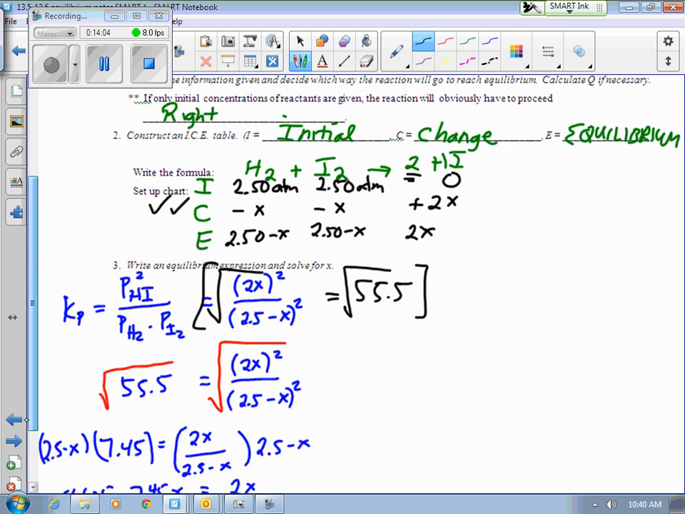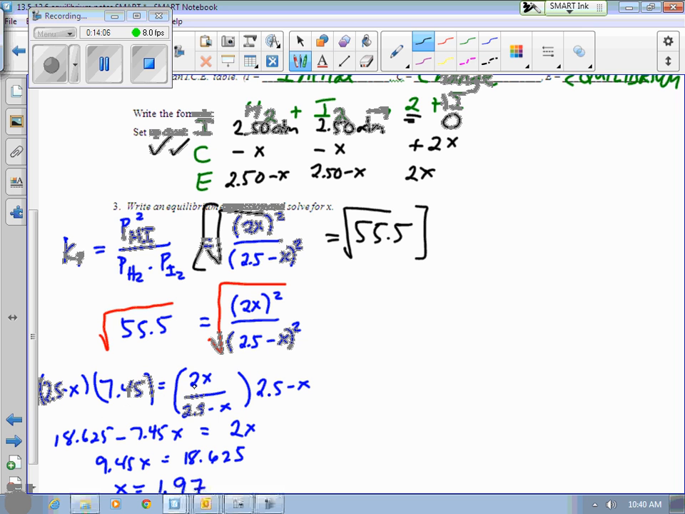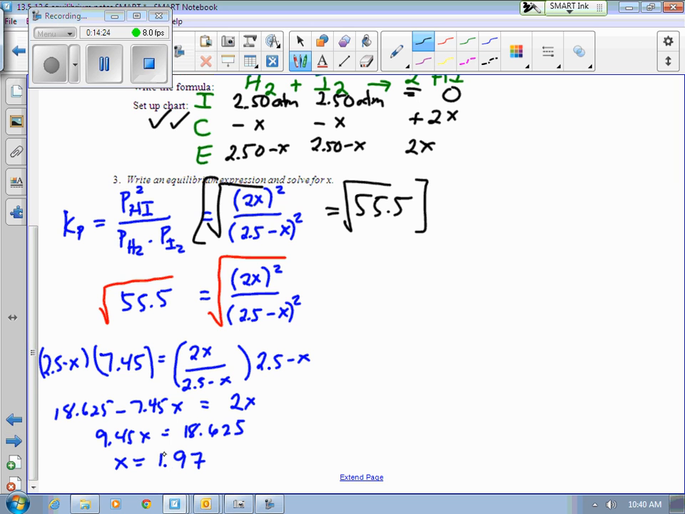But just to make sure you do the crazy math, we took the square root of both sides, okay, and then we had 2x over 2.5 minus x, and then the square root of 55.5 is 7.45. Then we multiply both sides by 2.5 minus x. Did a bunch of foiling, simplifying, right? When it's all said and done, x equals 1.97. If you didn't get that, go back and figure out where your mistake was and make sure you can get that. All right, so we figured out x. Well, now, what was the question? Oh, yeah. Calculate the equilibrium pressures for all the players in this reaction.